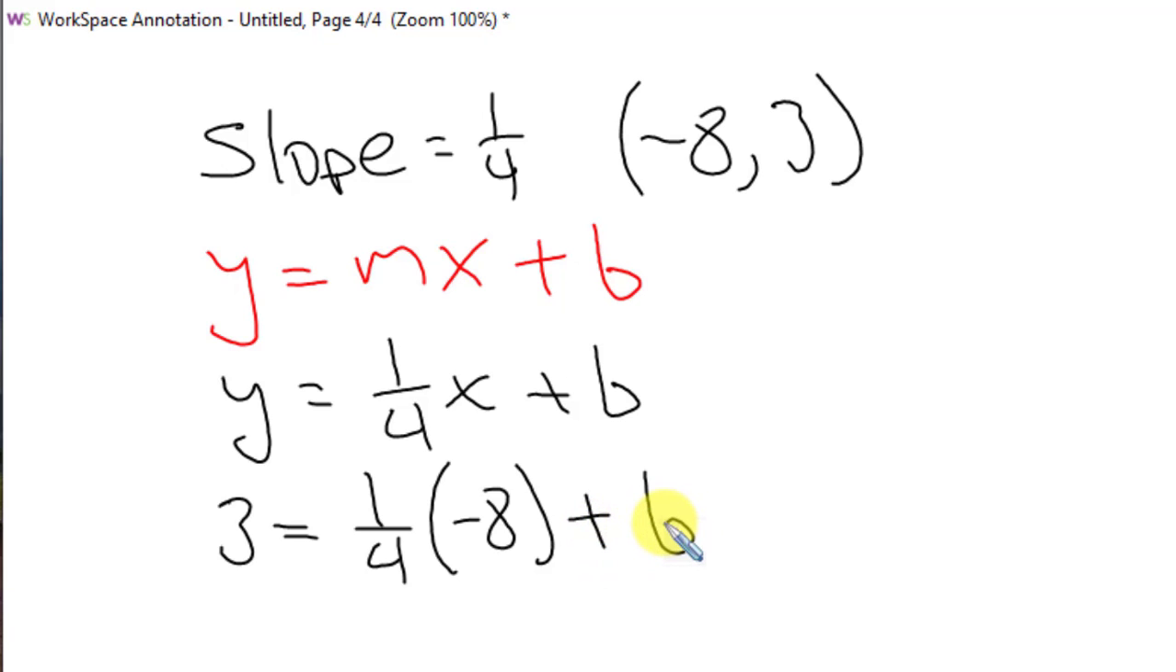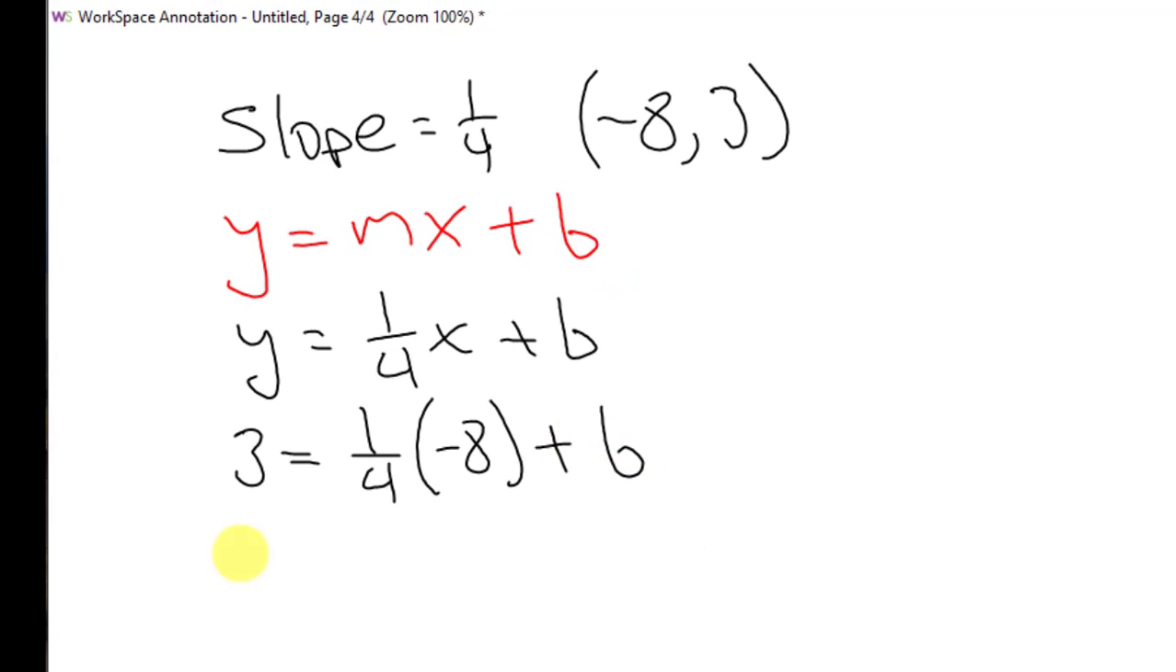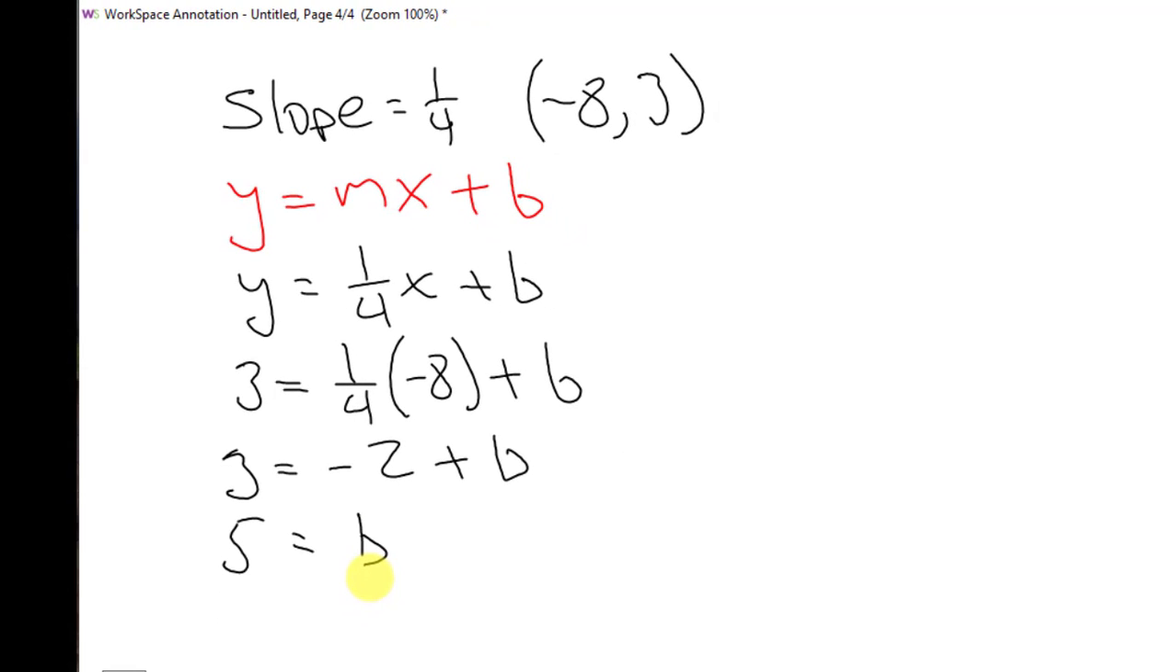By substituting those values in, the only unknown left in this equation is b. So I can now solve this equation for b. So 3 would be equal to 1/4 times -8, which is -2. And now solve this equation. I can get rid of my -2 by adding 2 to both sides. So that would give me 5 is equal to b. Now I have both pieces of information that I need to write an equation. I know what the slope is. The slope is 1/4. And I know what the y-intercept is. The y-intercept is b. So now I can write my equation. Y is equal to 1/4 x plus 5.